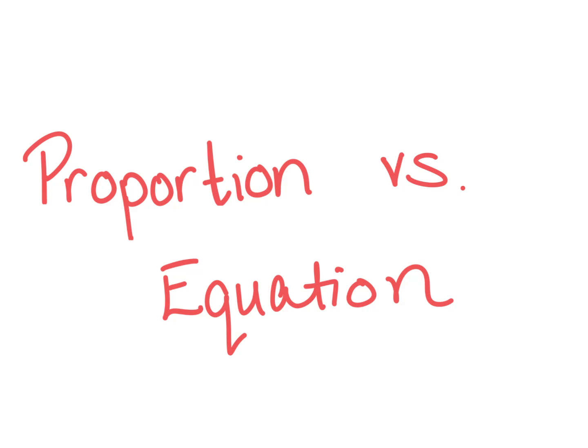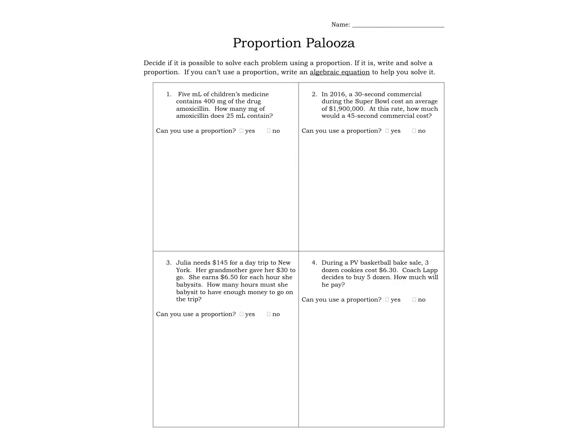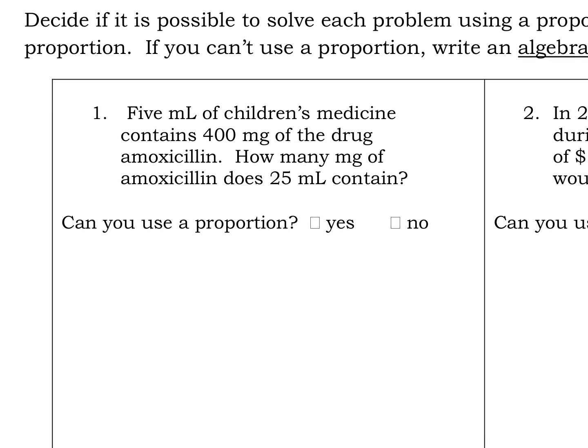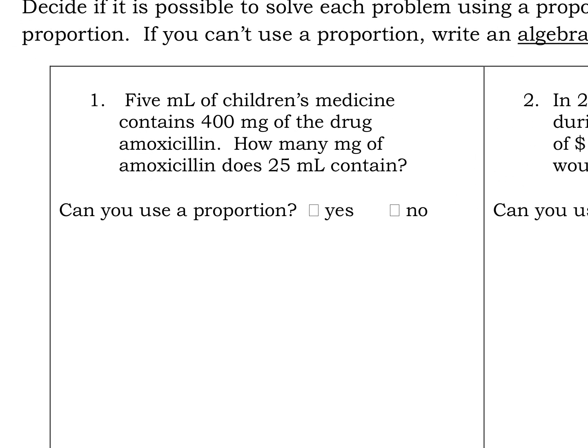Your goal in this assignment is to show that you know when it's appropriate to use a proportion or an equation to solve a word problem. So you have 8 word problems to work your way through. Here's a tip. If you can find a comparison of 2 quantities, you can use a proportion. Let's see if we can find a comparison or a ratio in the first one.